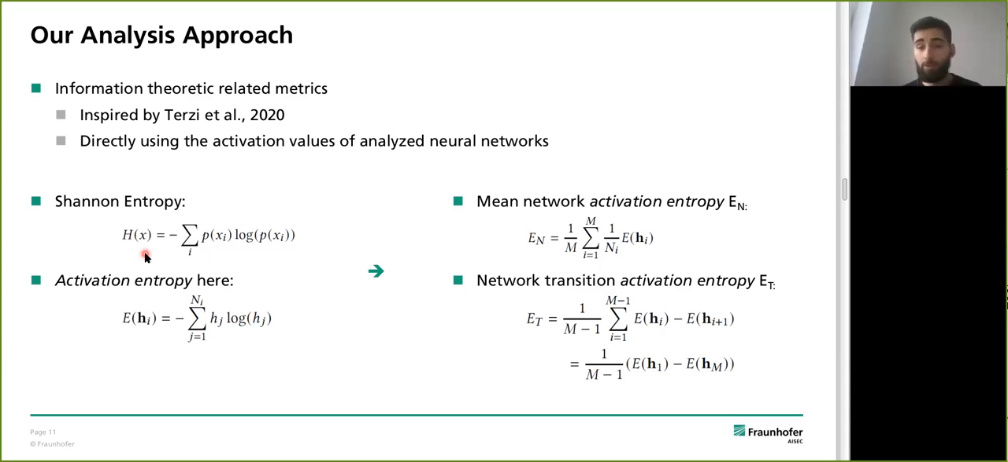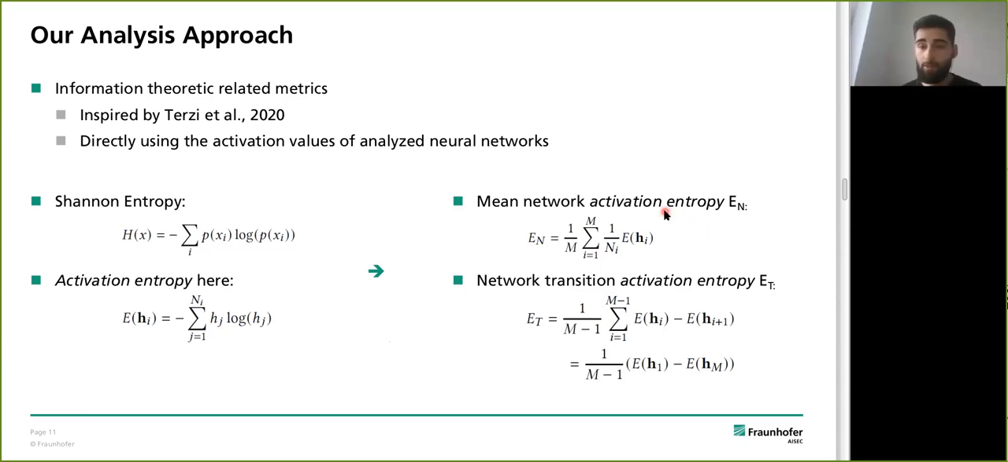But here in this paper, in our experiments, we directly use the activation values of the neural networks to calculate this so-called activation entropy. So note, from now on, when I talk about entropy, I refer to this activation entropy, which is not the entropy in the classical sense, but adapted to our constraints in this paper, in that we directly use the activation values as inputs to this Shannon entropy formula.